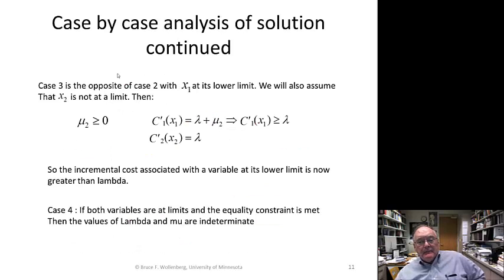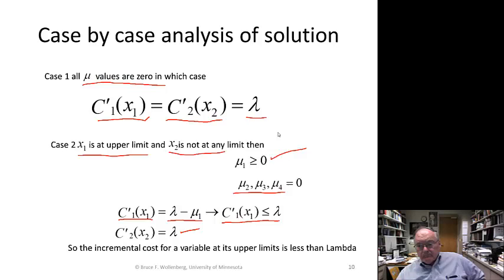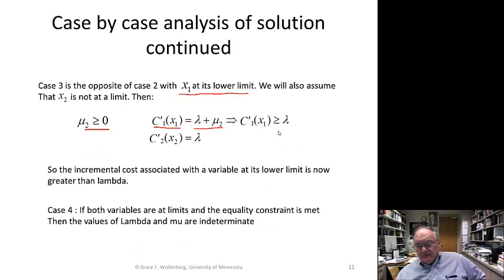In the opposite case, with x1 at its lower limit, then x2 is greater than 0. And then the derivative function says the derivative of C1 with respect to x1 is equal to lambda plus mu2. And then we say that this function up here, C1, is greater than lambda. So this is at its lower limit, so that in effect, lambda is less than this cost.